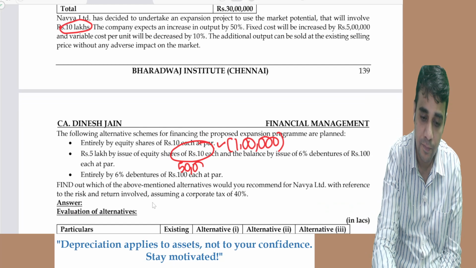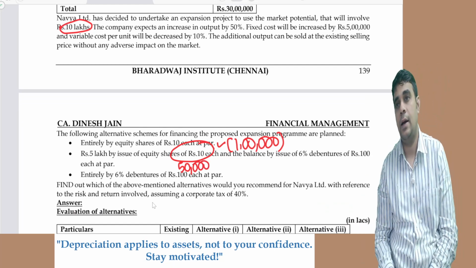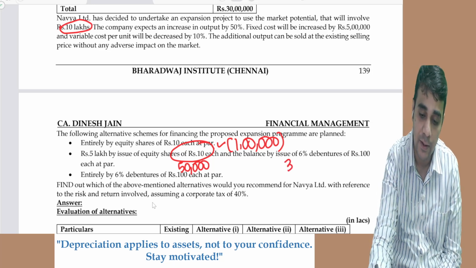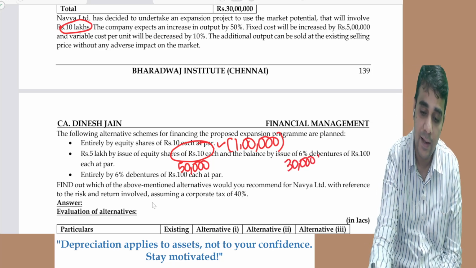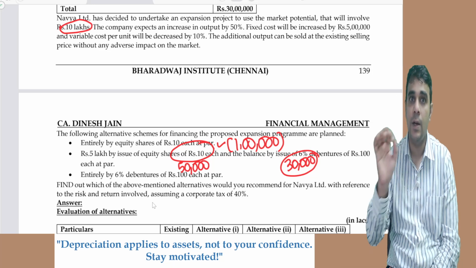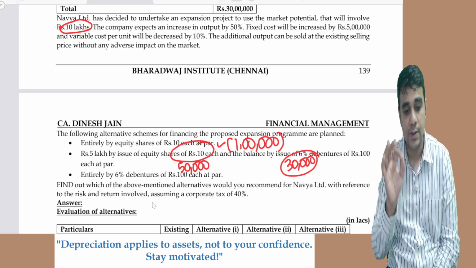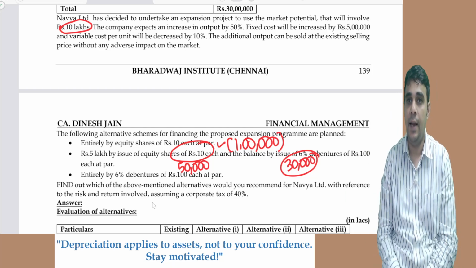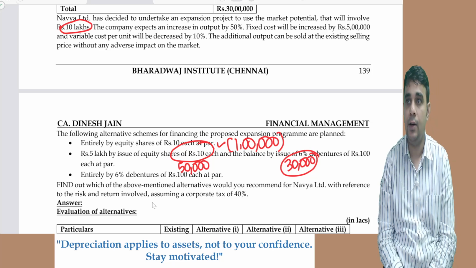50,000 shares and balance 5 lakh. Balance 5 lakh you have to pay interest of 30,000, that is 5 lakh into 6%. Last option, entire 10 lakh into 6%.